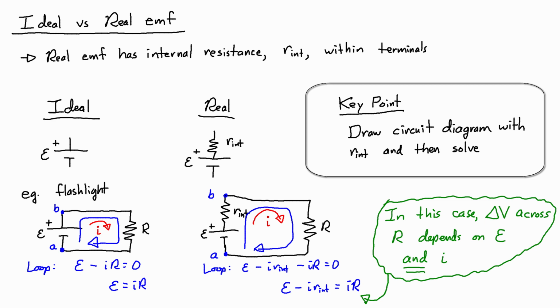The key thing of drawing the circuit diagram with the internal resistance before you solve, that's really the key idea. The rest of it just depends on being able to accurately come up with the loop equation and then consistently work with algebra.